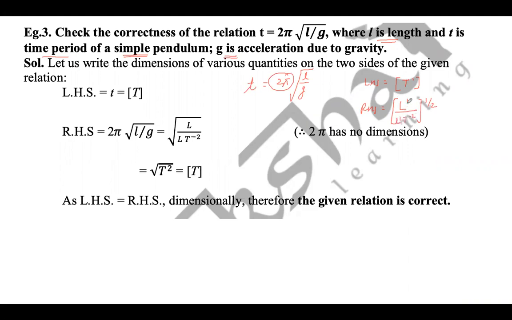So when you cancel the length and length on both sides, T minus 2, when it goes to the numerator, it becomes T raised to the power 2, and raised to the power 1 by 2, square root of this. So T raised to the power 1 by 2 into 2, that means T raised to the power 1 ho jayega. So the dimension of LHS and RHS both are the same. So that's why this is a dimensionally correct equation. Okay. So T is equal to 2 pi root under L by G is a dimensionally correct equation.